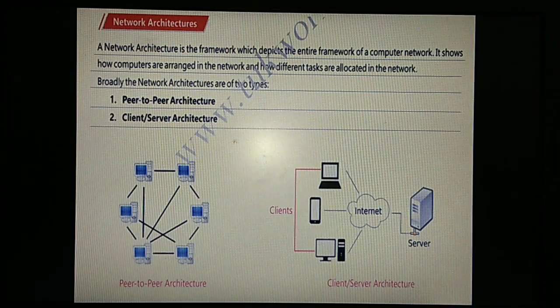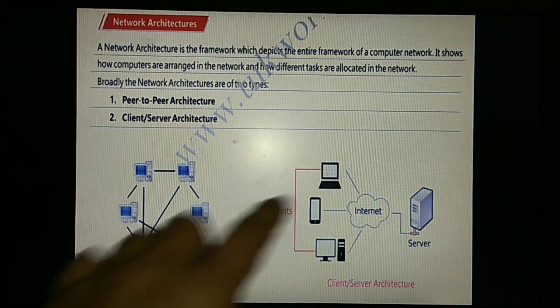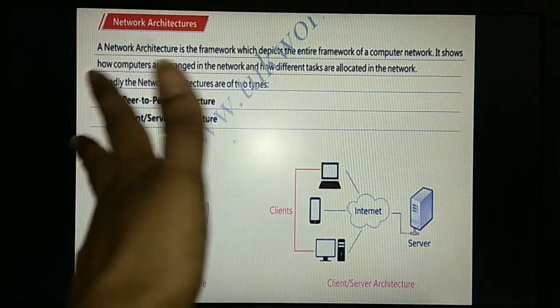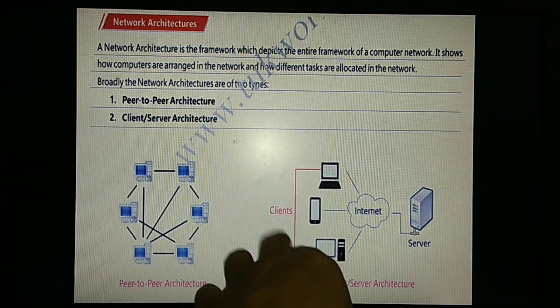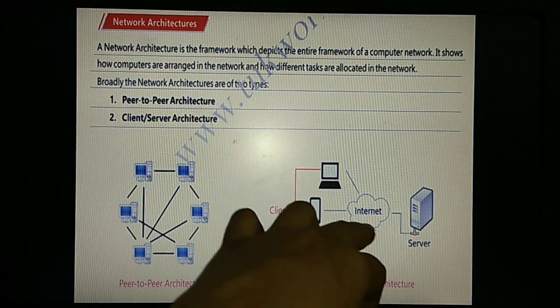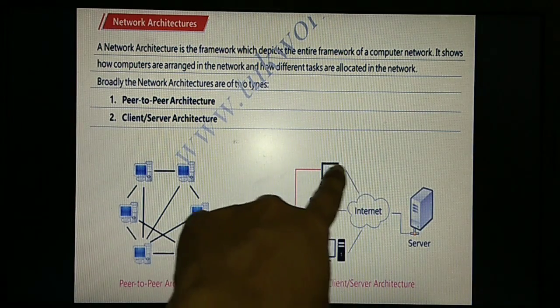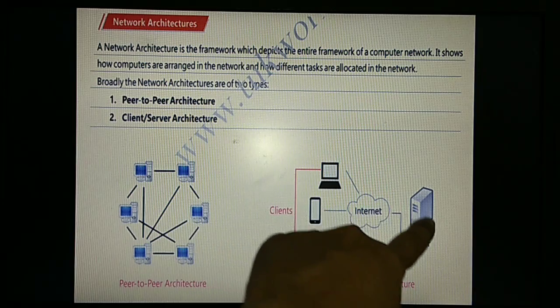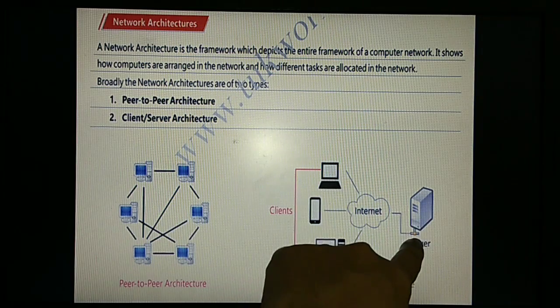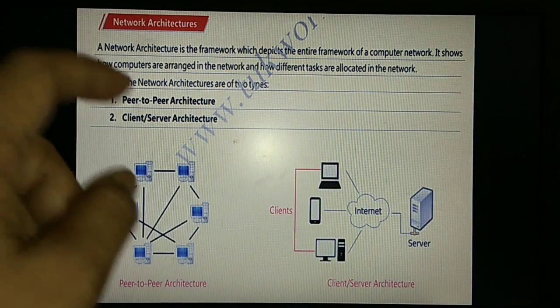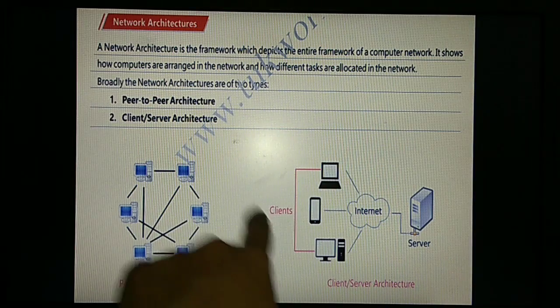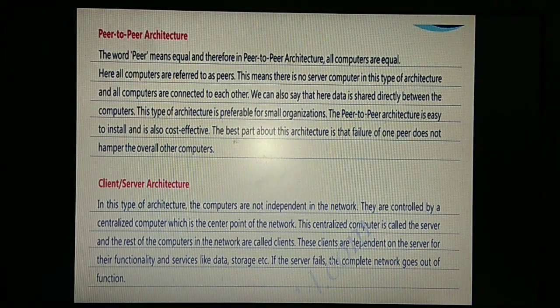So what happens is, any devices or computers are not independent over here. They all are dependent on the centralized computer, the main computer, that is called the server. Every now and then the computers connected to the server always depend on the server. These dependent computers are called clients. These clients are dependent on the server for their functionality and services like data storage, etc.